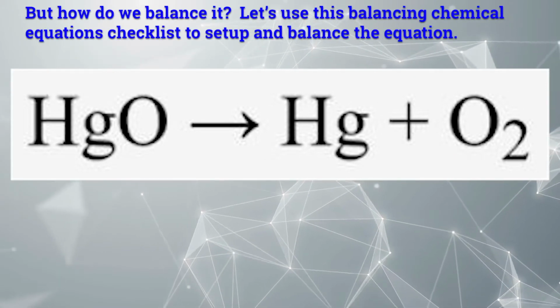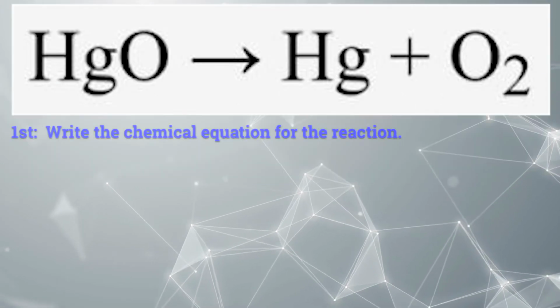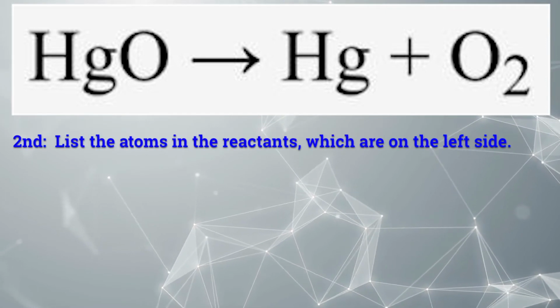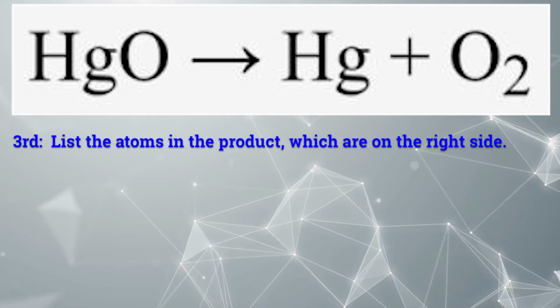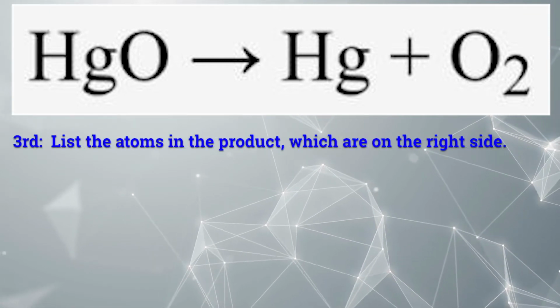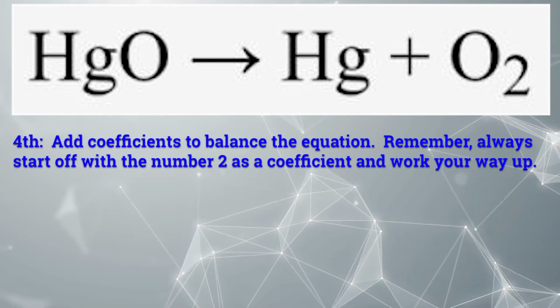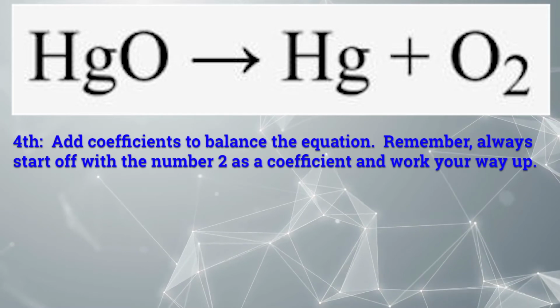Let's use this balancing chemical equations checklist to set up and balance equations. First, write the chemical equation for the reaction. Second, list the atoms in the reactants, which are on the left side. Third, list the atoms in the products, which are on the right side. Fourth, add coefficients to balance the equation. Remember, always start off with the number 2 as a coefficient and work your way up.